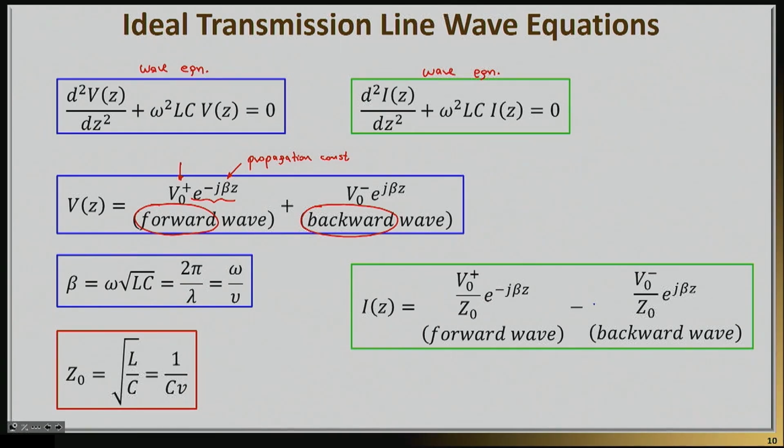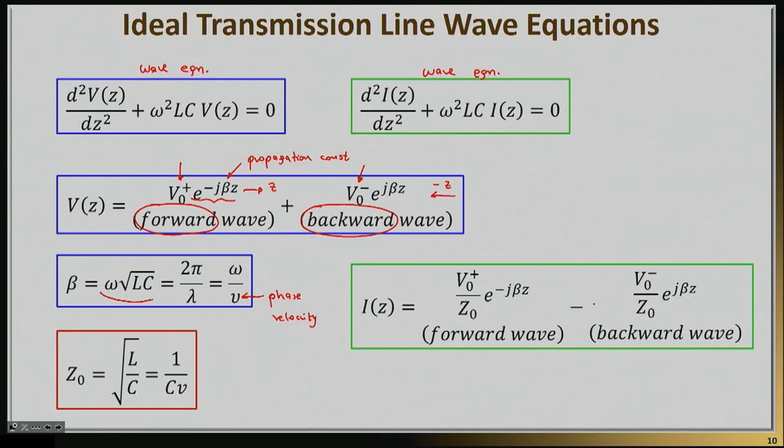I know all of you know how to solve a one-dimensional equation. If you do that, you will find that the propagation constant is equal to omega square root of LC, or 2 pi by lambda, or omega by v, where this v is my phase velocity. It's basically the propagation velocity of the wave. Similarly, the backward wave will have an amplitude of now V0 minus, and a phase dependence of e to the j beta z, since this one is propagating in the negative z direction, and the other is propagating in the positive z direction.